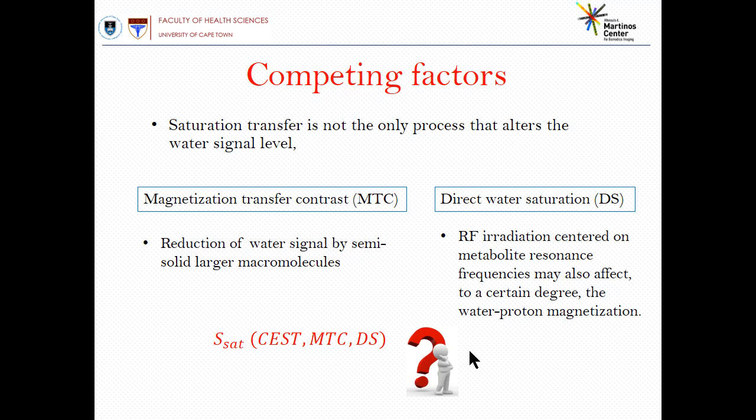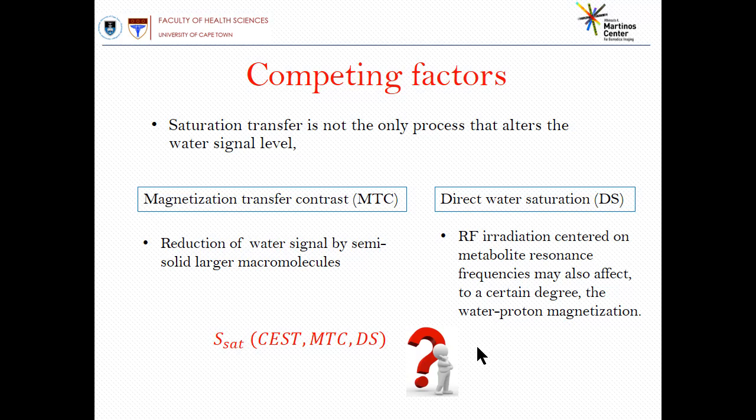Saturation is not the only effect that affects the water signal. Semi-solid macromolecules may also exchange their magnetization with the water molecule by a dipole-dipole interaction, and the water resonance frequency is not perfect. The RF radiation that's centered on the metabolic resonance may also affect the water signal, and it may directly reduce the water signal. So the signal that we acquire will be a function of the CEST, which is the molecules that we want to detect, and the MTC, as well as the direct saturation effect.